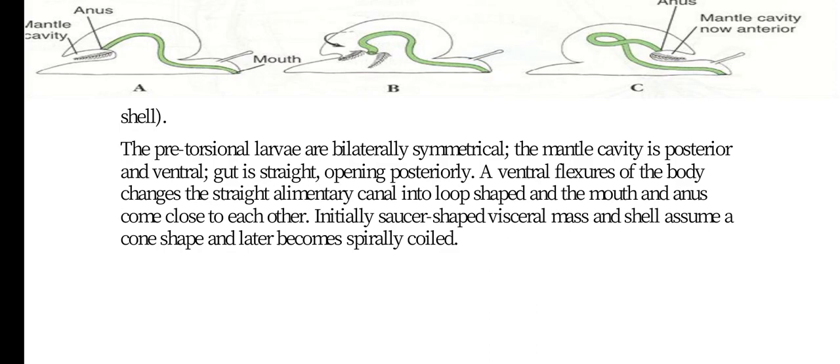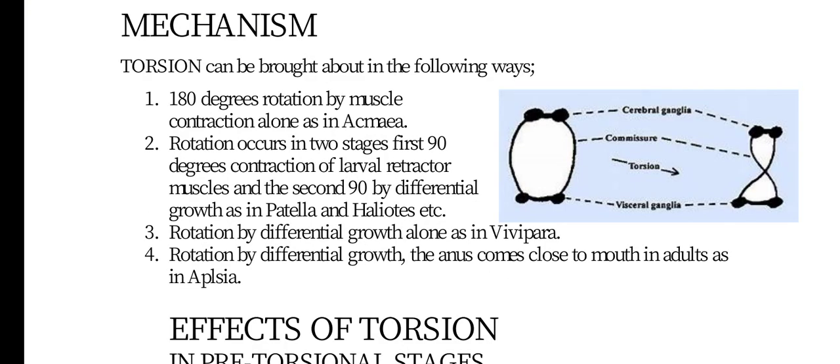A ventral flexure of the body changes the straight alimentary canal into a loop shape, and the mouth and anus come close to each other. Now here is the mechanism. Torsion can be brought about in the following ways: 180-degree rotation by muscle contraction alone, as in Haliotis. Rotation occurs in two stages: first 90 degrees by contractions of the larval retractor muscles, and the second 90 degrees by differential growth, as in Patella and Haliotis. Rotation by differential growth alone, as in Viviparus.